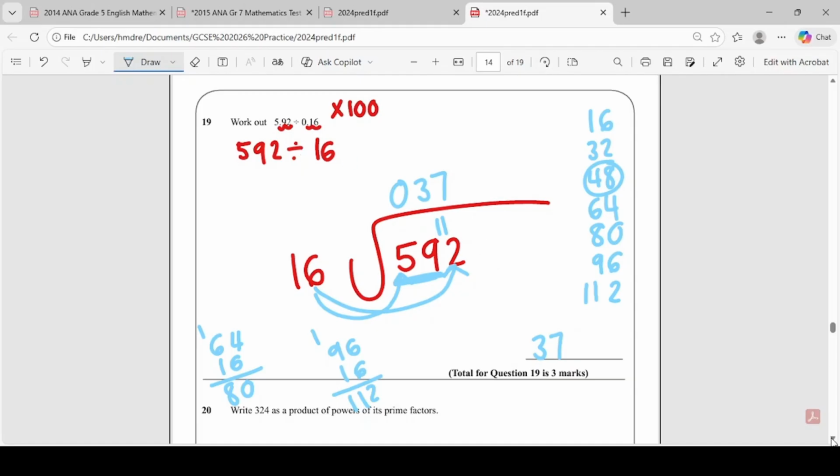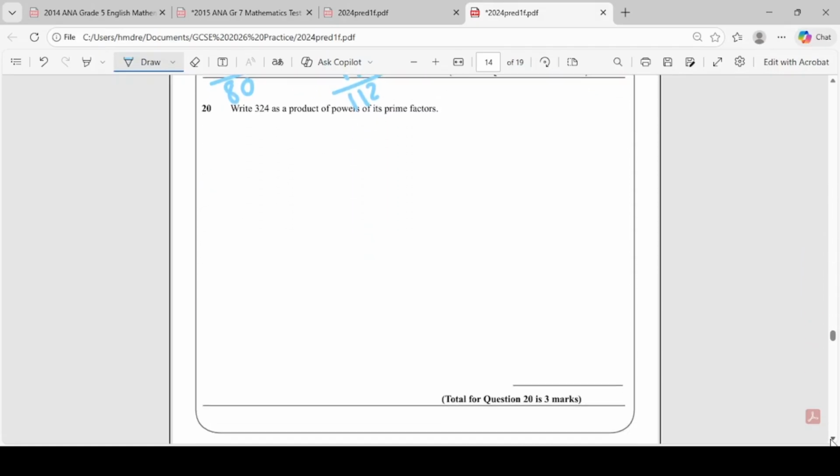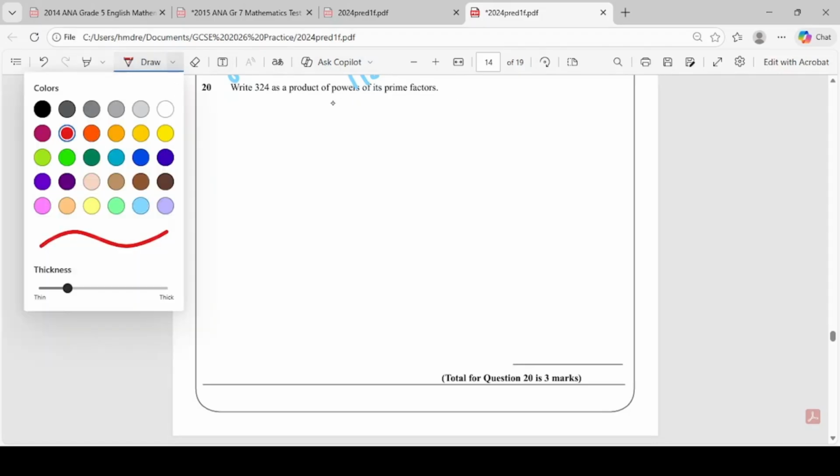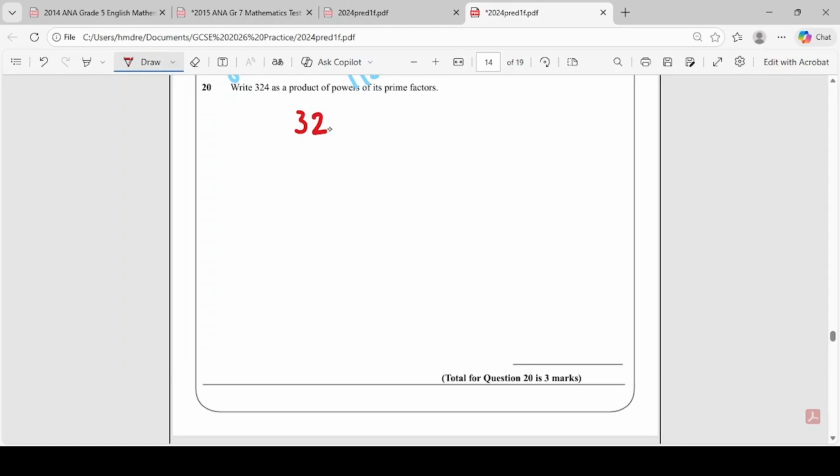Question 20. Write 324 as a product of powers of its prime factors. Okay, so we need to draw a prime factor tree. 324, I usually just try to divide by 2 first. So divided by 2, it's going to be... Okay, let's just work it out. There's no shame in working it out like this.